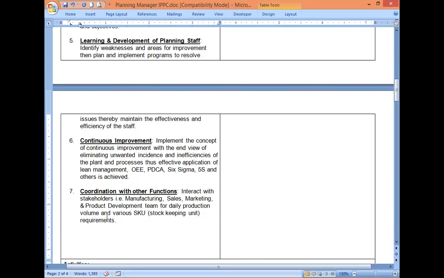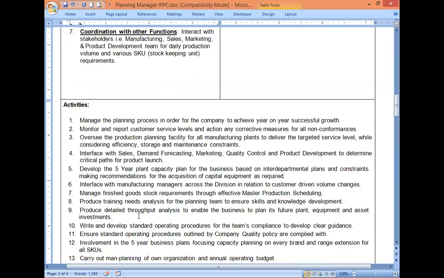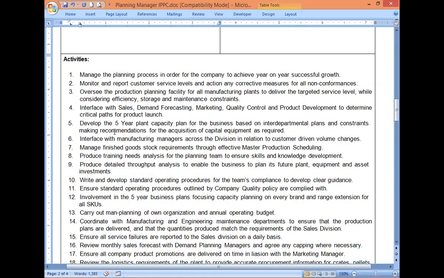Okay. And then the last one would be coordination with other functions: interact with stakeholders, that is manufacturing, sales, marketing, and product development team for daily production volume and various SKU requirements. The activities, I have written this previously, earlier today. So I don't think I have to explain it to you. This is pretty generic activities. You know already the activities.